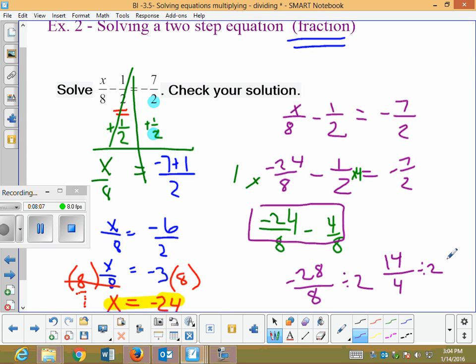What's 14 divided by 2? That's 7. What's 4 divided by 2? That's 2. So our answer here, oops, I forgot that was a negative right here. So I need to have a negative right here. So our answer is negative 7 over 2, which is the same as this. So did our solution match up? Yes. So this would be the correct answer.